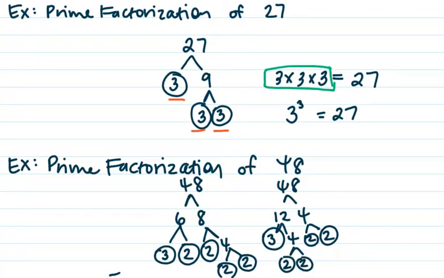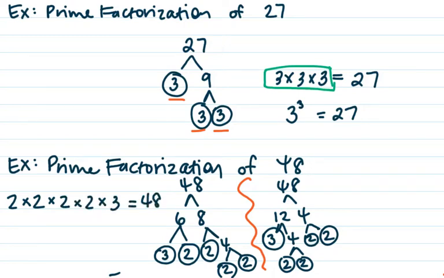So in either case, I get 3 times 2 times 2 times 2 times 2, or 3 times 2 times 2 times 2 times 2. So I got the same thing. It did not matter which factors I broke 48 into. I get the same answer regardless. So my prime factorization of 48 is 2 times 2 times 2 times 2 times 3. Or using exponents, I could write that as 2 to the 4th times 3 equals 48.